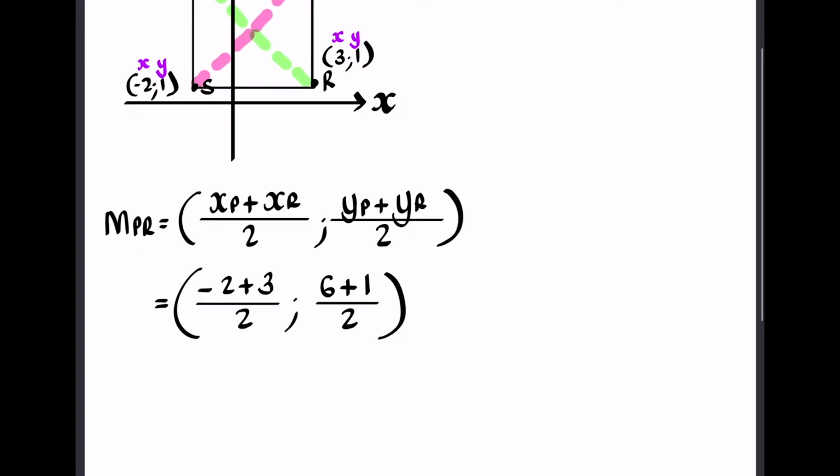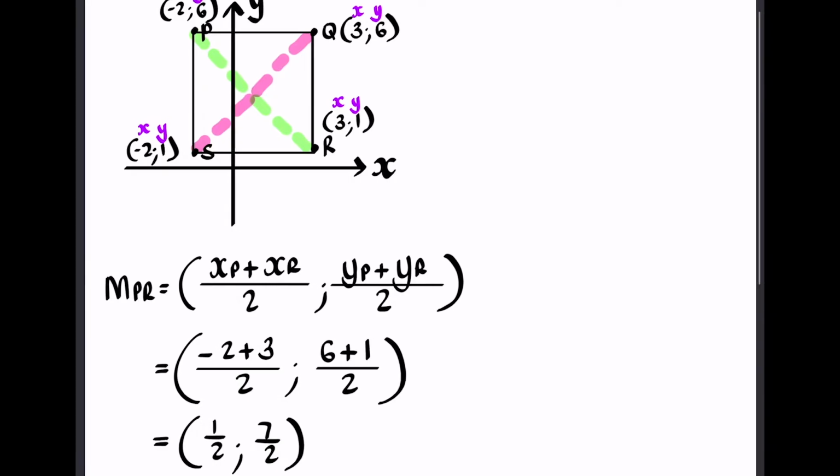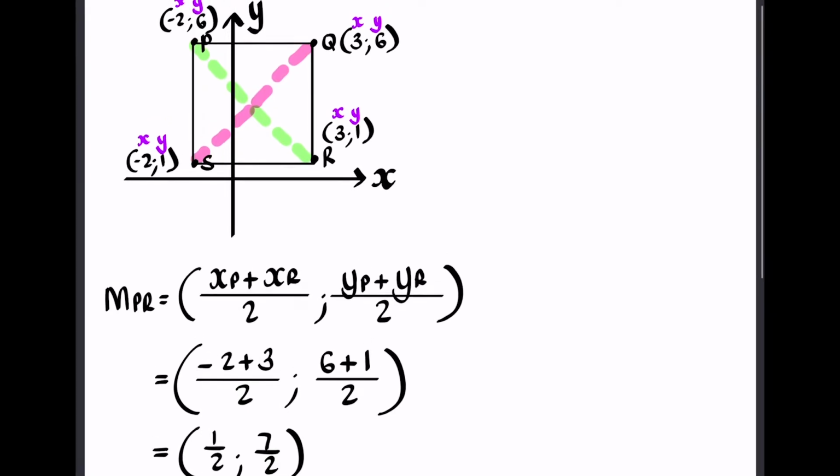So now we'll have a set of coordinates. Minus 2 plus 3 over 2 is a half. And 6 plus 1 is 7 divided by 2, which is 7 over 2, or we could write it as 3.5. So there we have the midpoint of line PR being a half and 7 over 2.